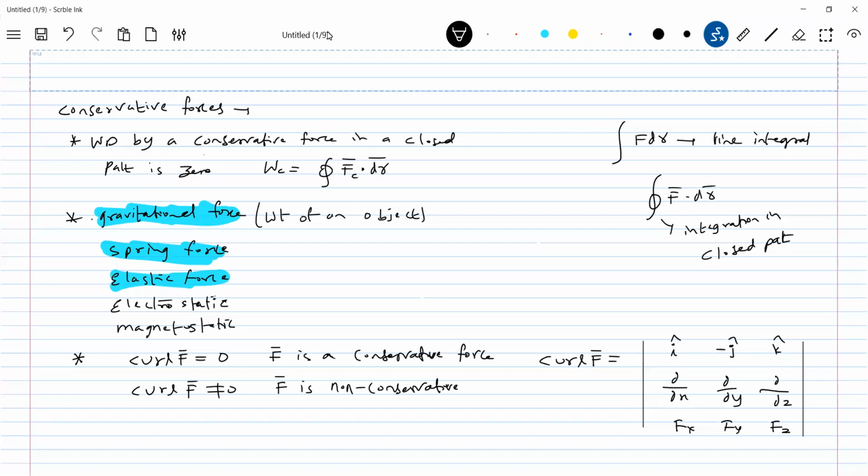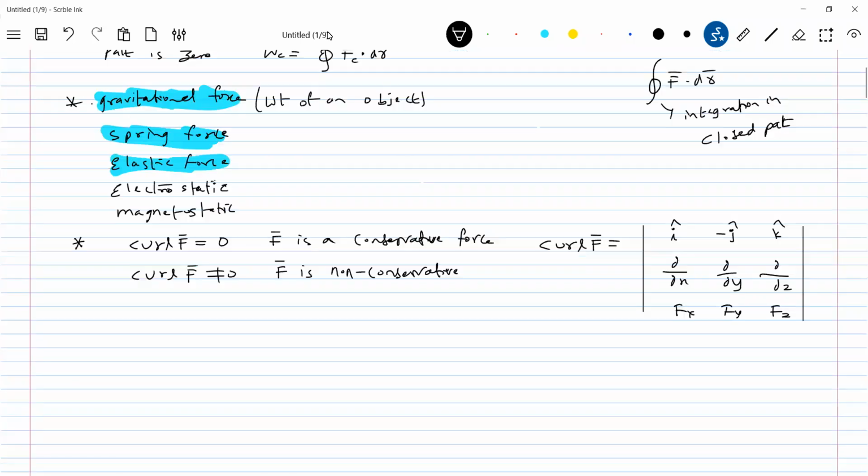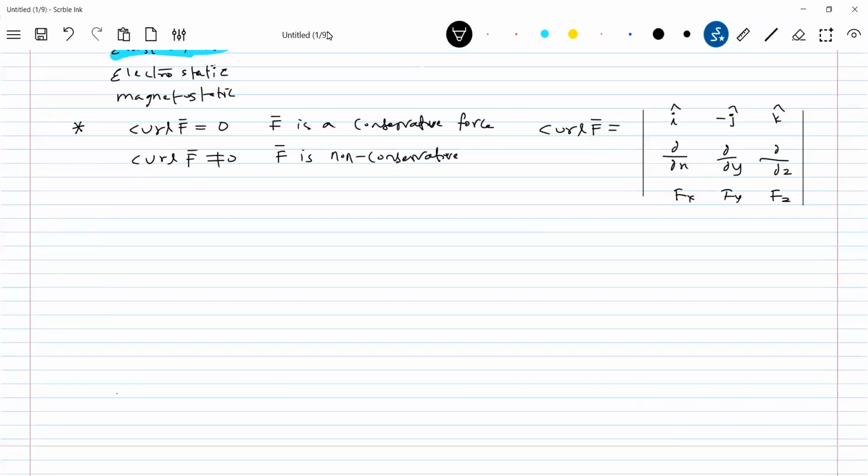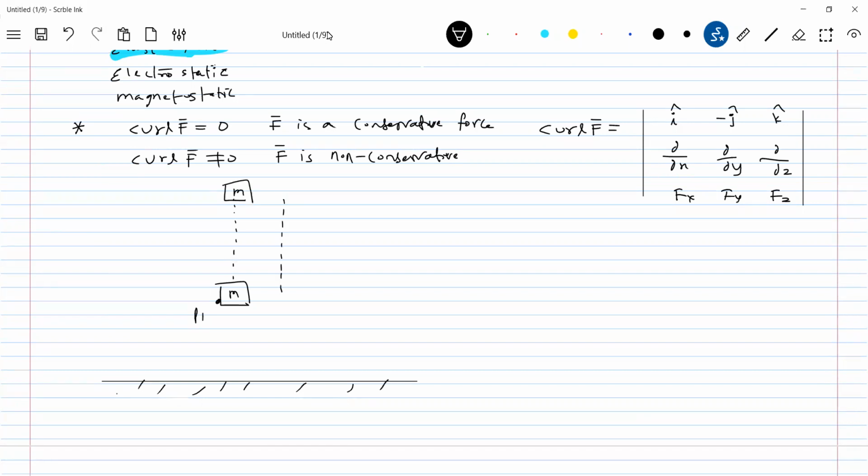Then come to this one. Work done by conservative force in a closed path is zero. Let's take an example. I will take the weight of the object. Already we know the potential idea. The block is at point P1. What I do is shift it up, then shift it down. So I'll move from, let's say, A to B, and again back from B to A.